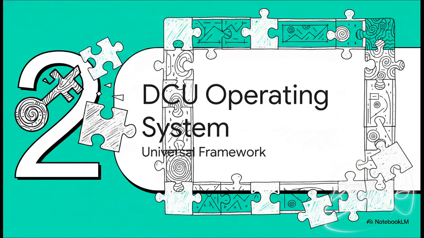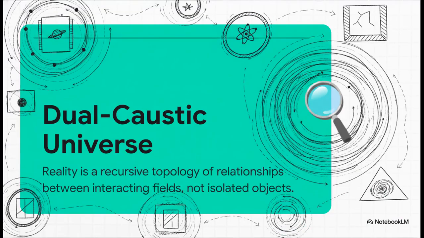Which brings us to Section 2, the DCU operating system. This is our Rosetta Stone for this explainer. If physics is the scattered puzzle pieces, the DCU claims to be the picture on the front of the box. So what exactly is the Dual-Caustic Universe? Well, it proposes that reality isn't built from disconnected objects at all. Instead, it's a recursive topology of relationships between interacting fields.